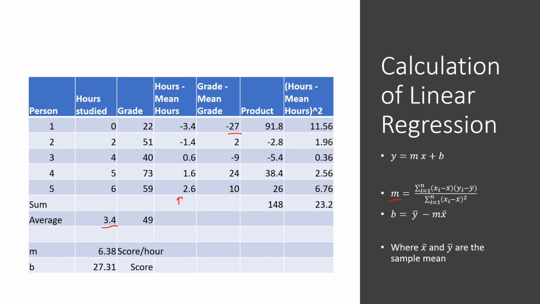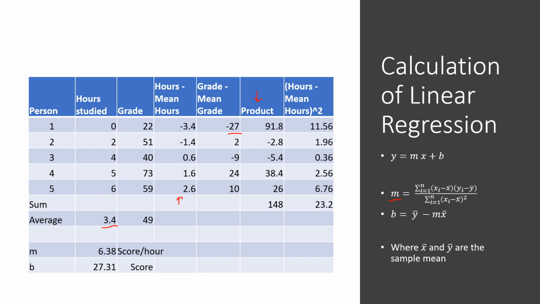That's like our xi minus x bar, which would be that negative 3.4 value. Then yi minus y bar is essentially the negative 27 value. Then we take the product of those two, and that's what this column is, where it says product. You end up with 91.8 for this first student. Finally, for the denominator, we take the hours minus the mean hours and then square that. That's what we do for that person.